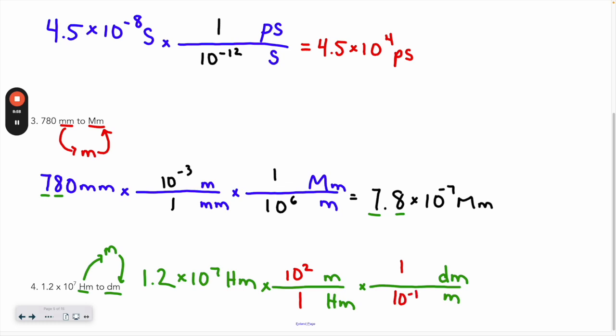So I'm going to take 1.2 times 10 to the 7th. I'm going to multiply that by 10 to the 2nd because that number is on top. And then I'm going to divide by 10 to the negative 1st. And that gives me an answer of 1.2 times 10 to the 10th decimeters. So let's see if this answer makes sense. A hectometer is a unit that's much larger than a decimeter. So there are going to be way more decimeters than there are hectometers. And that's what I found, right? 10 to the 3rd more.